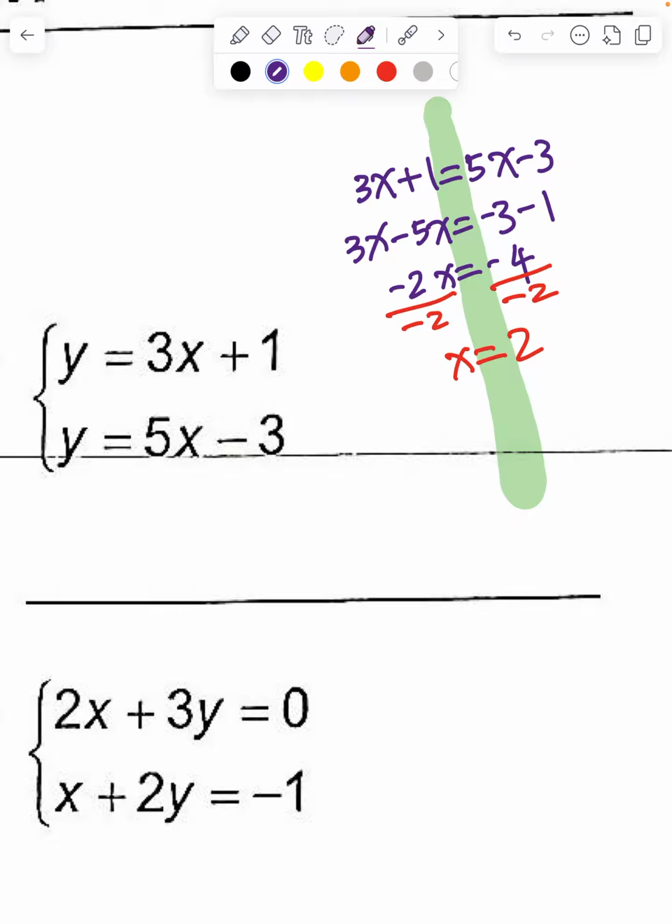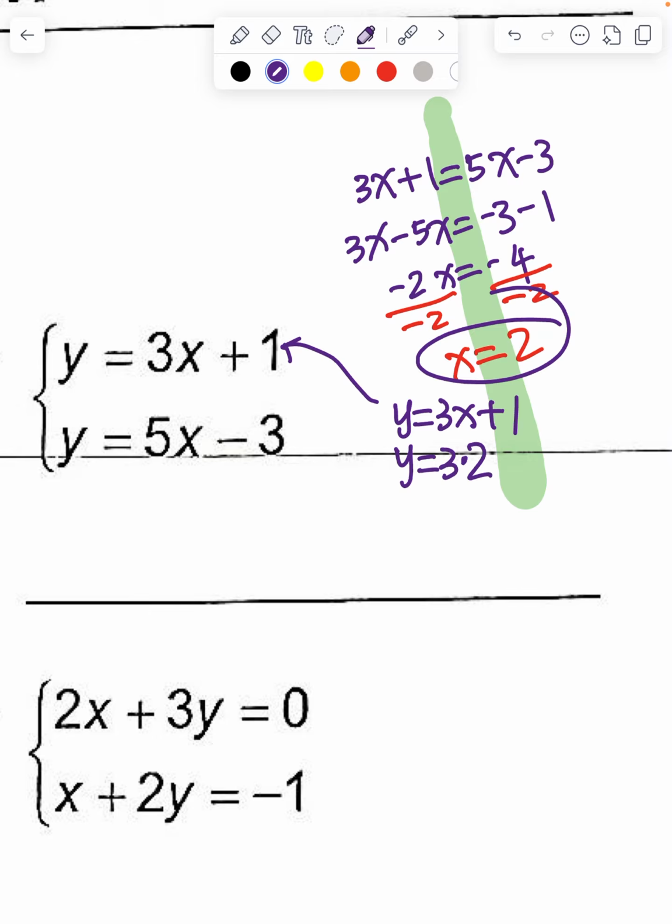x equals 2. Now let's solve for y. So y equals 3x plus 1 from this equation. 3 times x, where x equals 2, so we replace x with 2, and then plus 1. So y equals 3 times 2, that's 6. 6 plus 1, so y equals 7. Final solution: (2, 7).